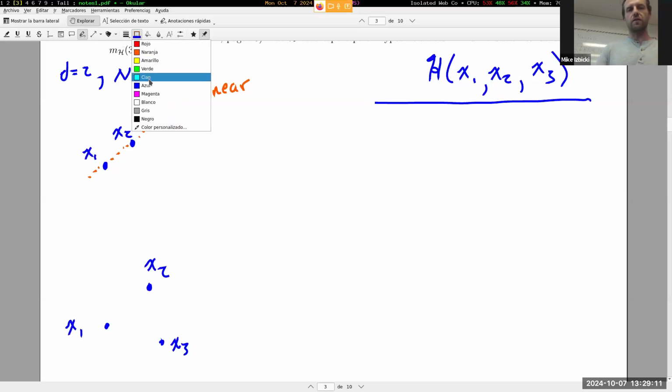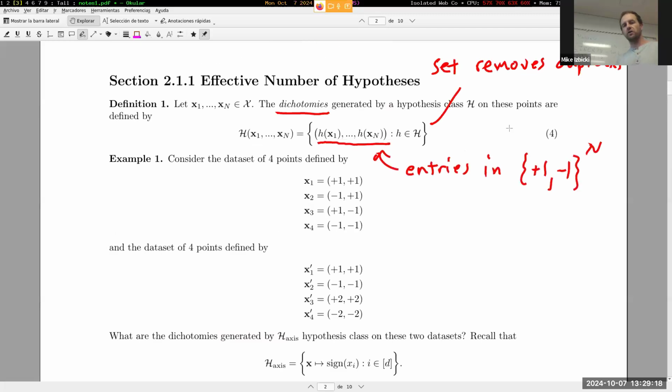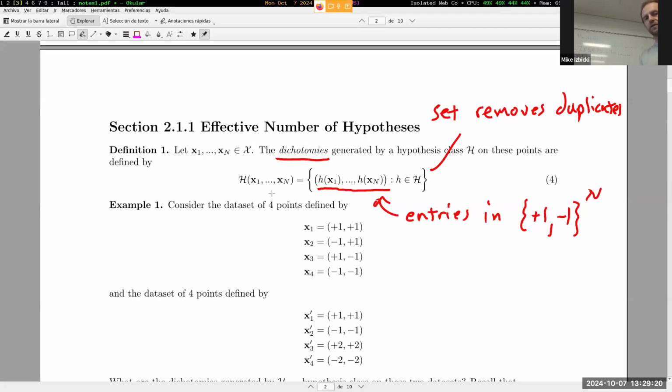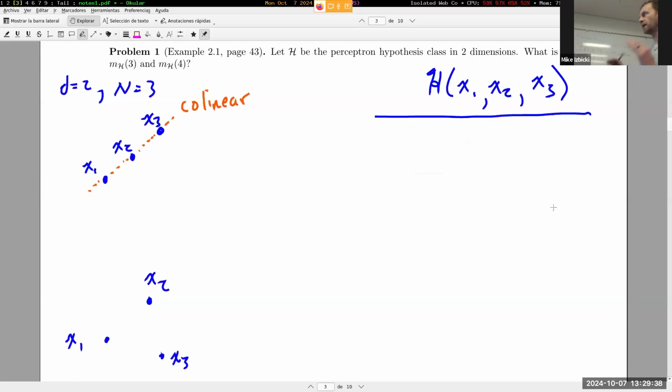The entries of this set are going to be, I'm going to scroll up just for a second so we can see the definition up here. The entries of this H hypothesis class applied to the data set right here, the entries of these dichotomies are going to again be these tuples where the length is N, the number of data points, and each entry is either +1 or -1.